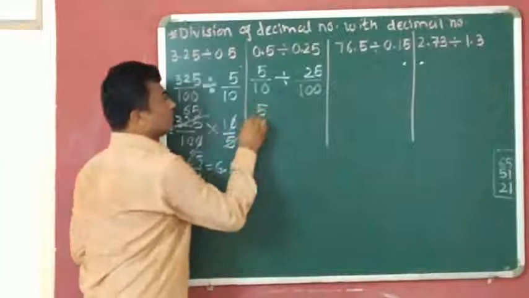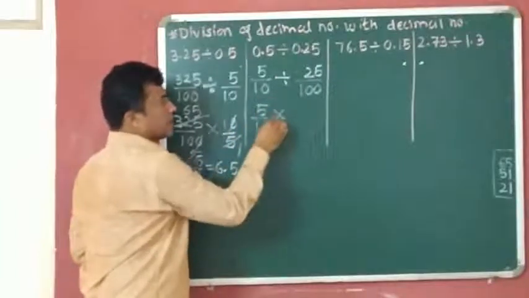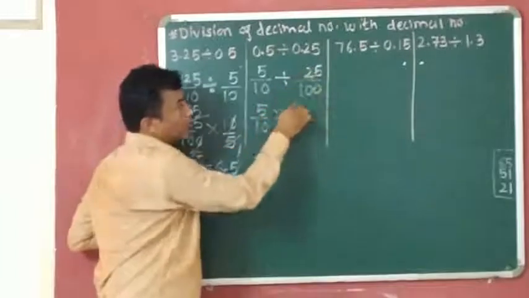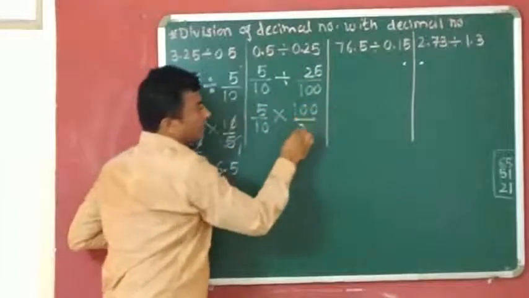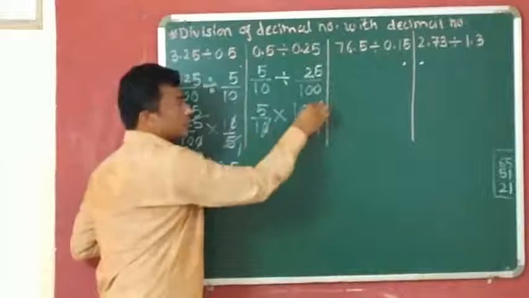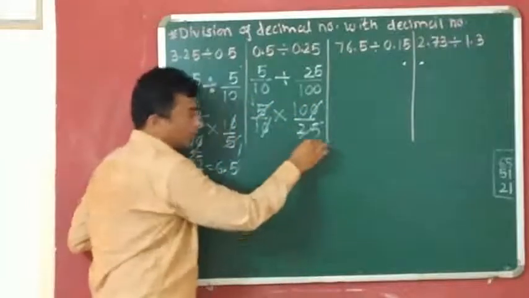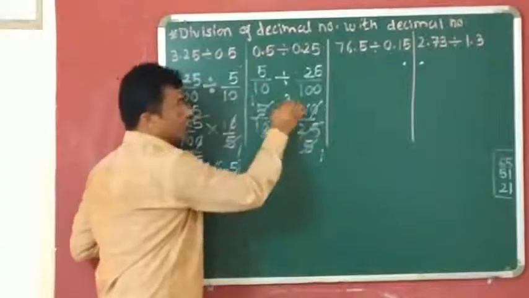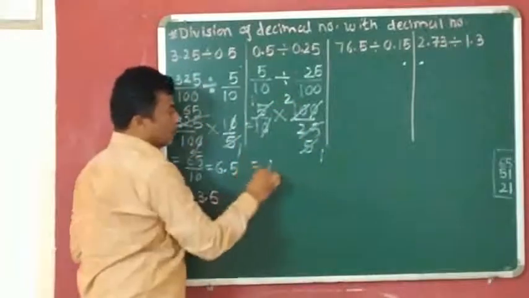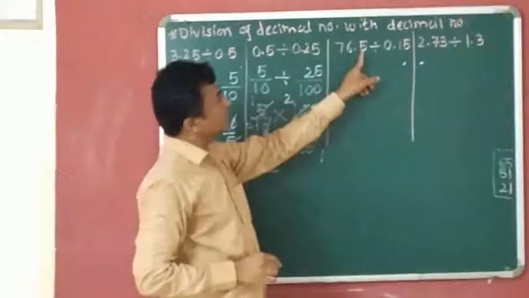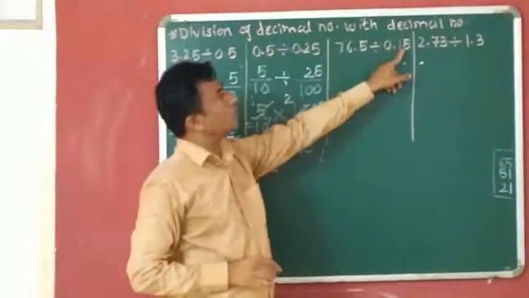So see here, 5 by 10. The divide sign I convert into a multiply sign, and the reciprocal of 25 by 100 is 100 by 25. This 0 cancels. 5 1s are 5, 5 5s are 25. 5 1s are 5 and 5 2s are 10. So the final answer is what? 2.